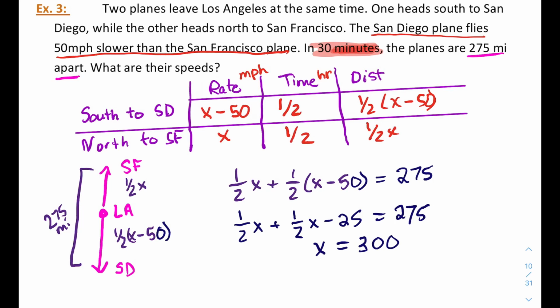You end up with x equals 300, which stood for, if you look in your table, the speed of your plane that was traveling north to San Francisco. And then I also need the speed of my San Diego plane, which is 50 miles an hour less than my San Francisco plane, so 250 for it.